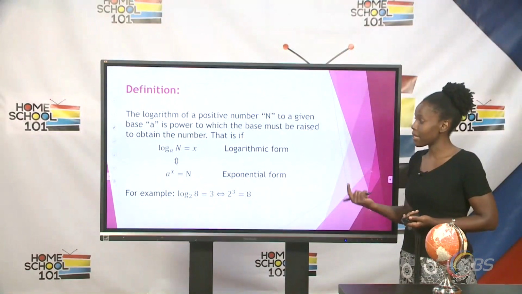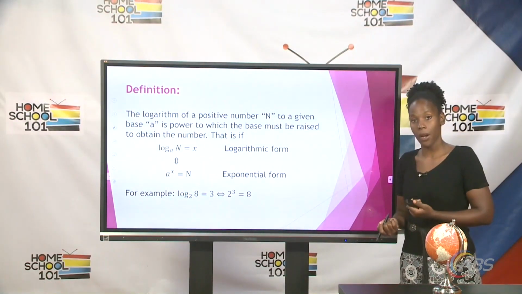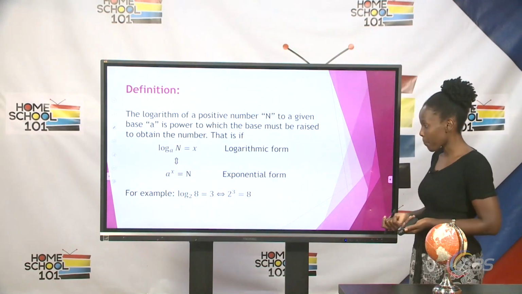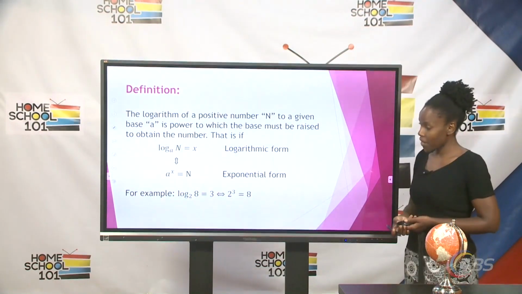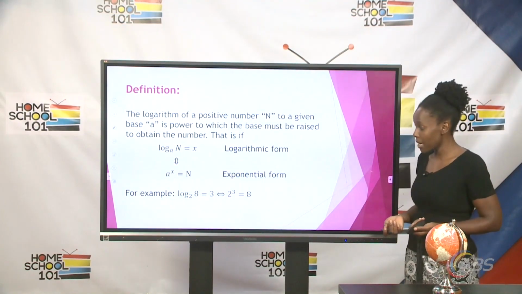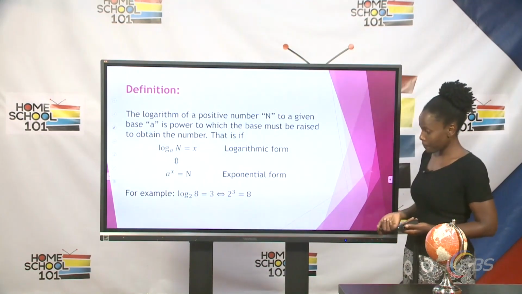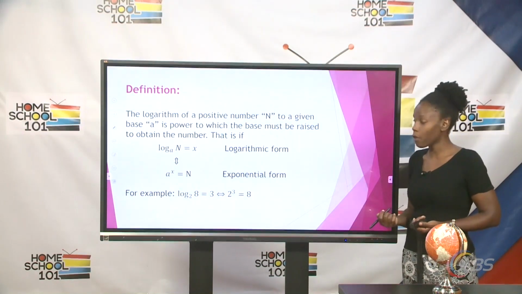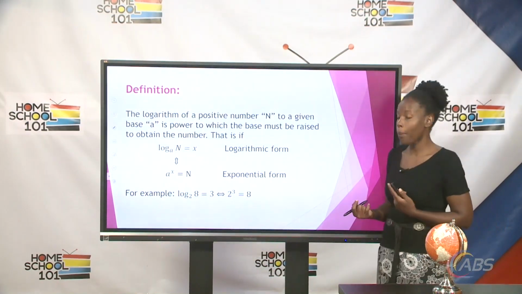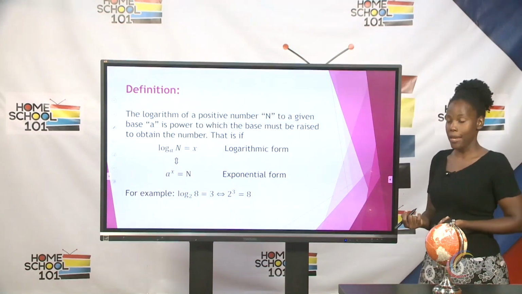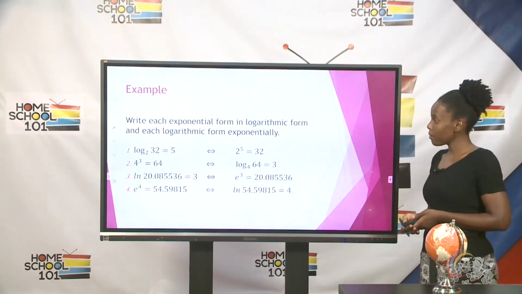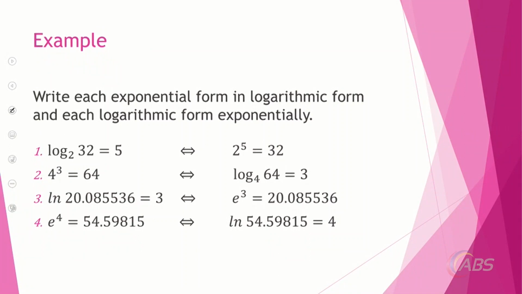Now we know, as indicated, in the exponential form, the unknown or the variable is written as a power. So for example, the logarithm of 8 to the base 2 is equal to 3. That would be the logarithmic form. And if I'm converting to the exponential form, I simply write it as 2 to the power 3 is equal to 8. So I have an example here. It states: write each exponential form in logarithmic form and each logarithmic form exponentially. So we have 4 questions here, and we will go through them individually.